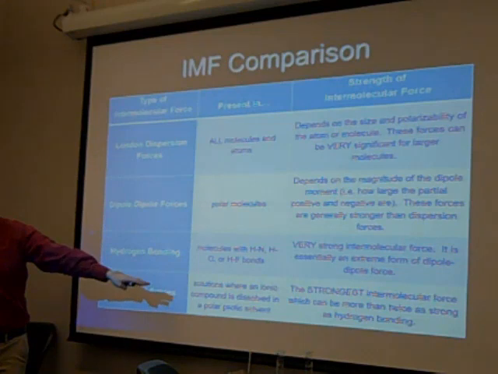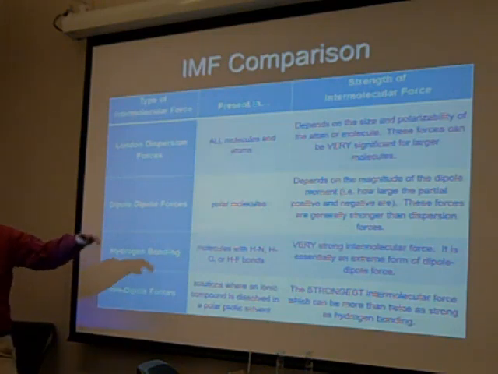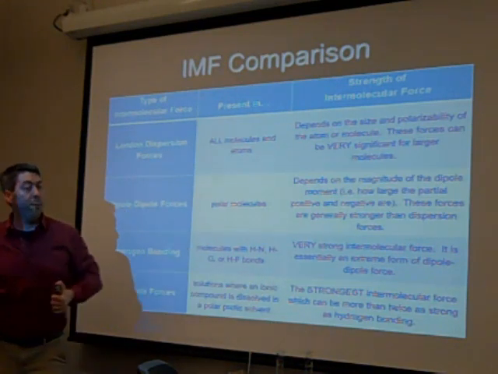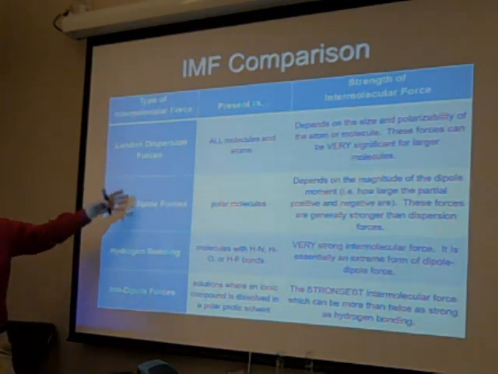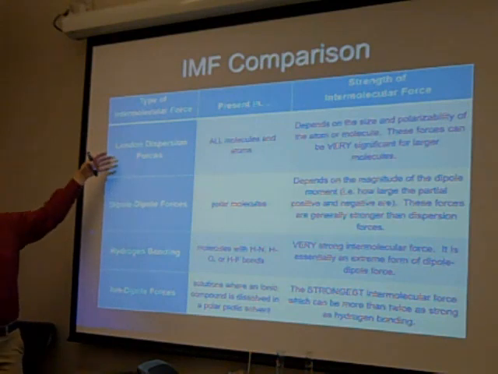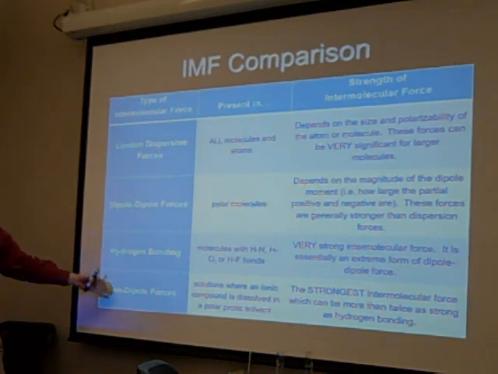If you want to take a quick picture of this, it's worthwhile because it details the strength of the intermolecular forces, what they're present in, and the different types of intermolecular forces: London dispersion, dipole-dipole, hydrogen bonding, ion dipole.